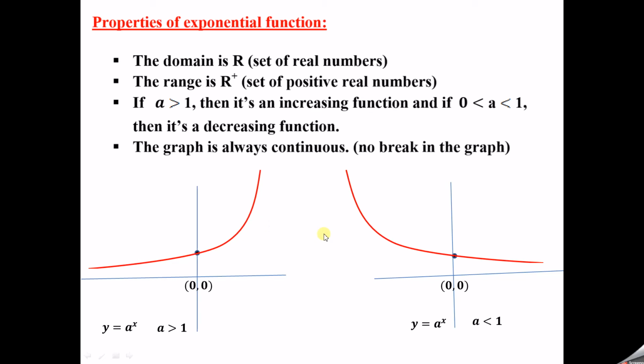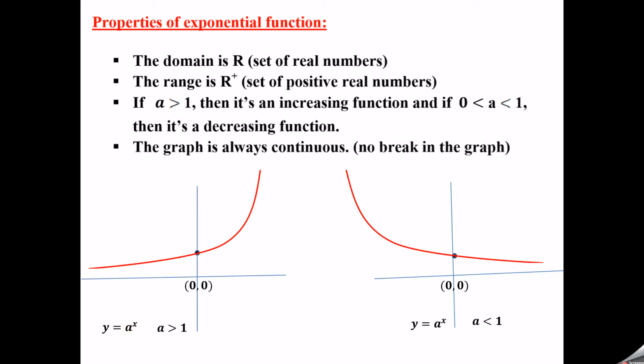So there are only two types, either it is an increasing function or a decreasing function. That depends on the base. If the base is greater than 1, increasing. If the base is less than 1, it is decreasing. But the base always should be positive, and the base should not be equal to 1. That is from the definition.